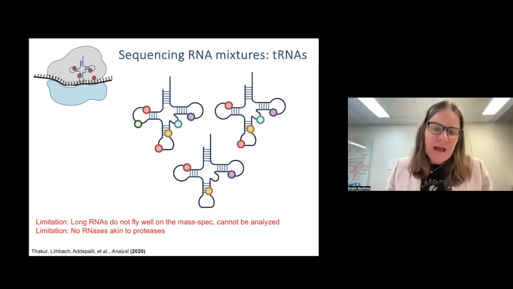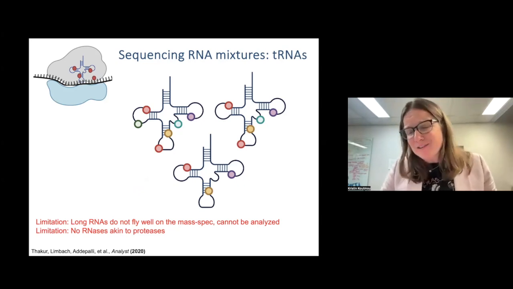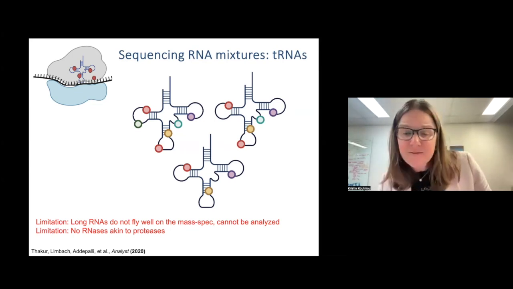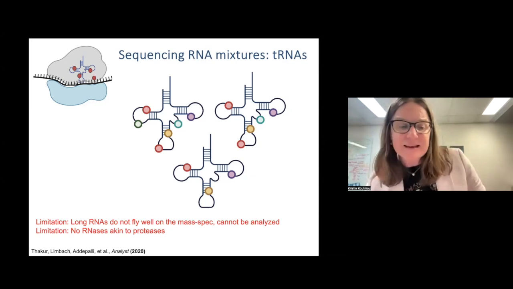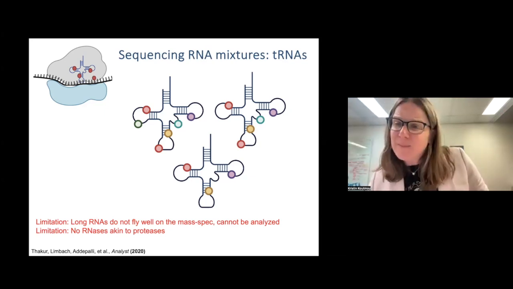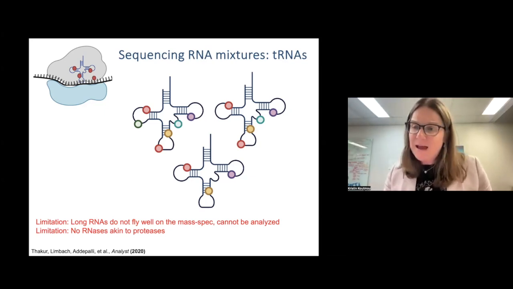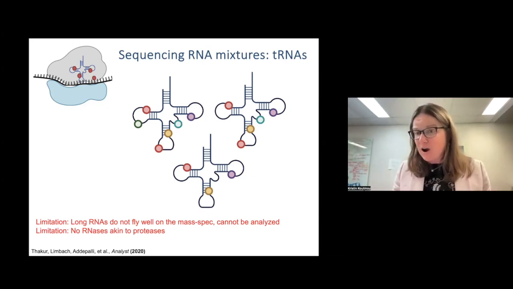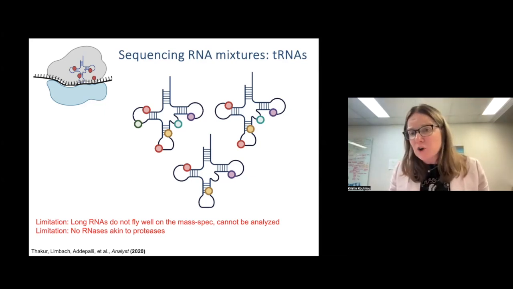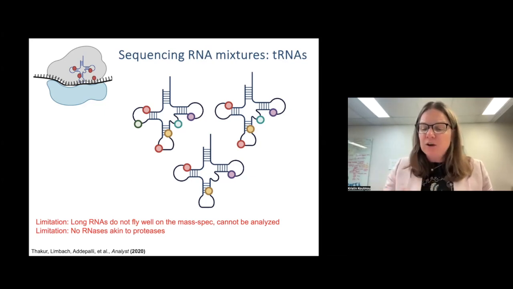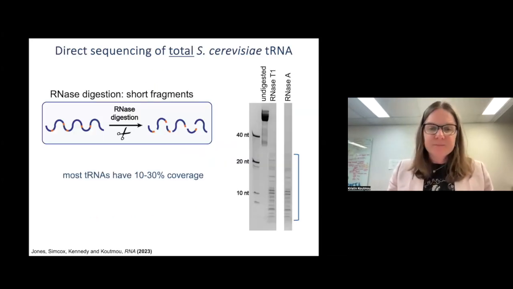get out. However, people have been trying to sequence tRNAs for a long time and have been having some limited success with it. But the hard thing about sequencing these directly is that long RNAs don't fly well on the mass spec, so you can't just shoot the whole thing on and therefore can't be analyzed. And again, there weren't good RNases for giving us predictable pieces that we could reproducibly sequence.